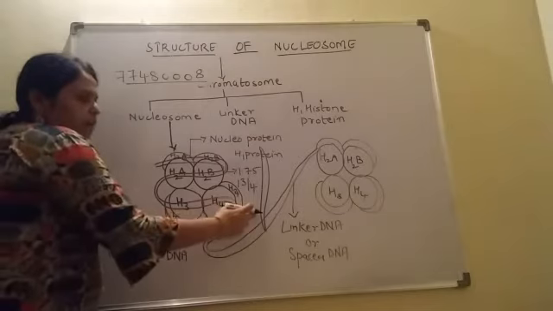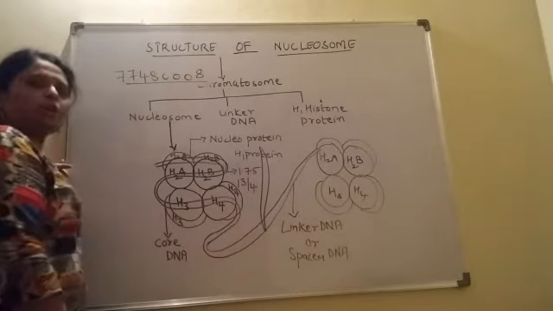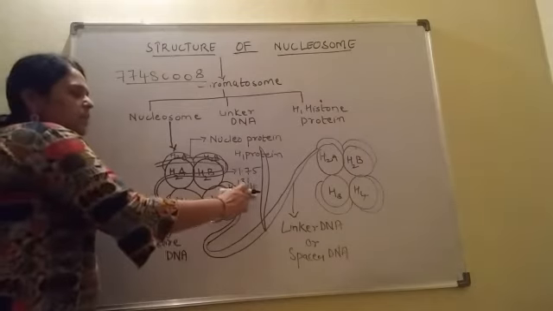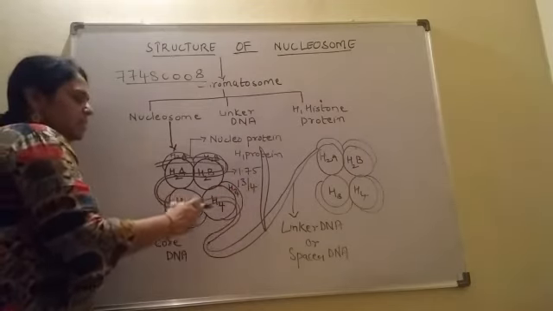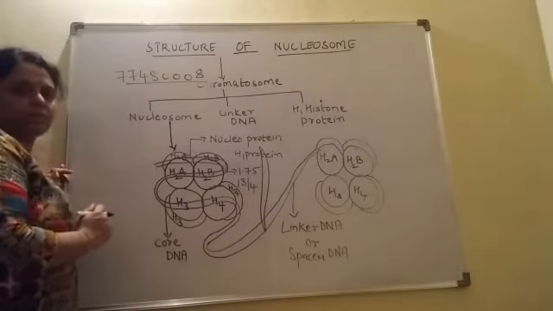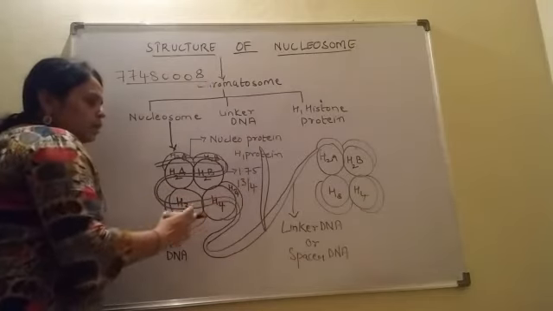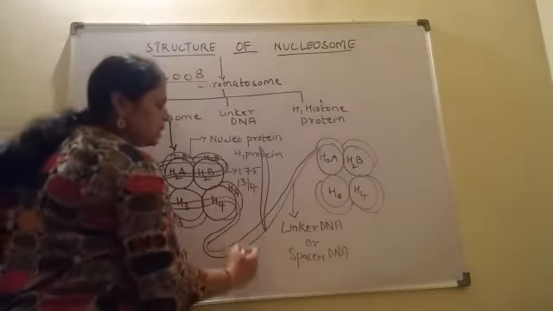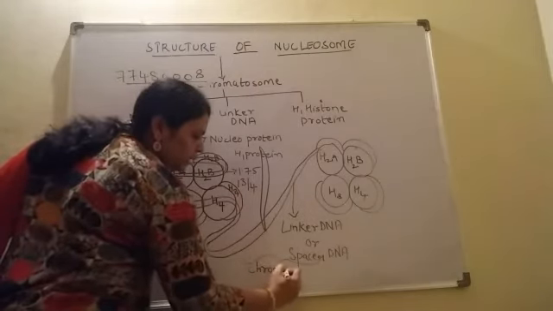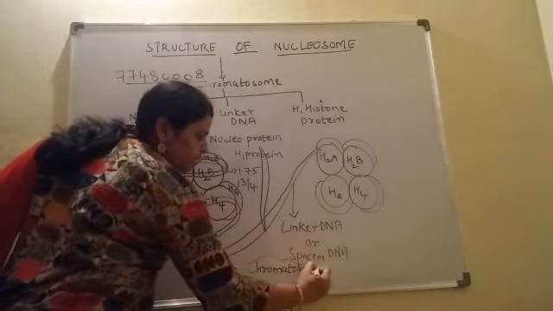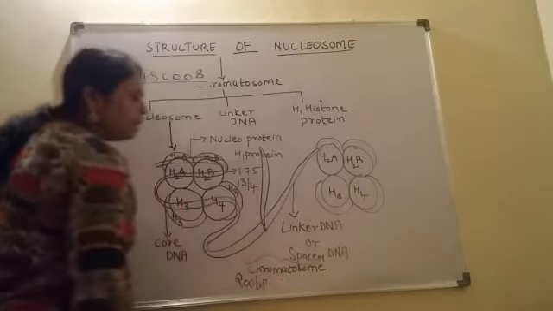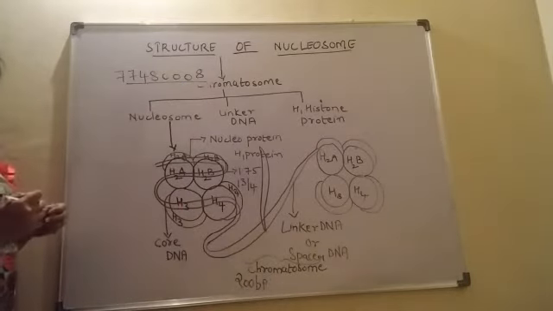Now, this H1 protein present outside the octamer is not part of the nucleosome and it is not genetically transferred, whereas the histone proteins present in the nucleosome are genetically transferred. So, H1 protein, nucleosome and linker or spacer DNA together are called the chromatosome, which consists of 200 base pairs. The calculation of 200 base pairs is very important for NEET.